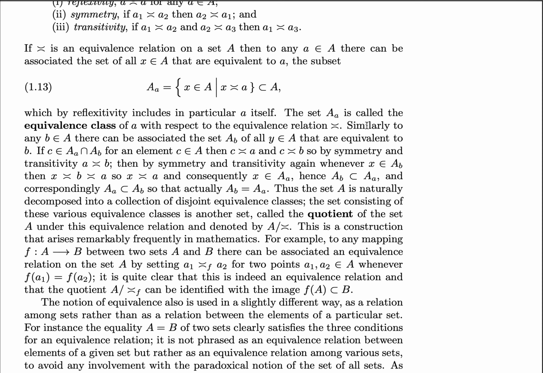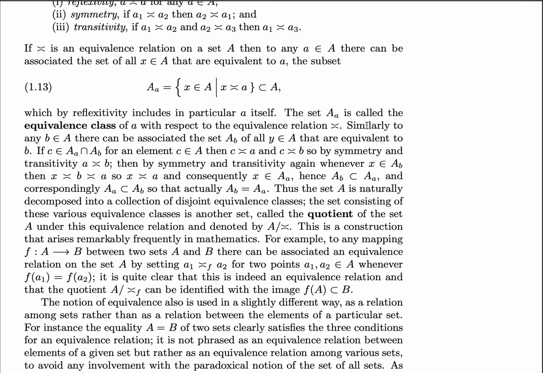Similarly, to any element b in A, there can be associated the set A sub b of all y in A that are equivalent to b. However, if you have an element c that is in the intersection of two equivalence classes, then it must be the case that those equivalence classes are actually equal. This is because if c is in the intersection, then c is equivalent to a and c is equivalent to b. So by symmetry and transitivity, a is equivalent to b and b is equivalent to a. So any element in A sub b is equivalent to b and therefore equivalent to a, and therefore is an element of the equivalence class of a.